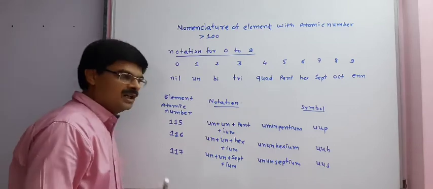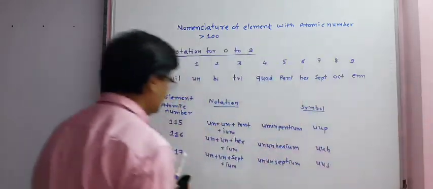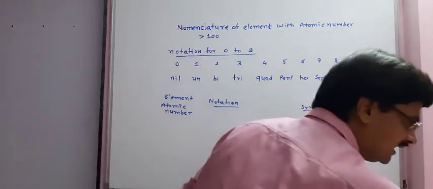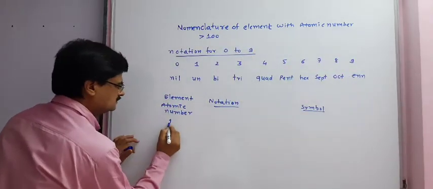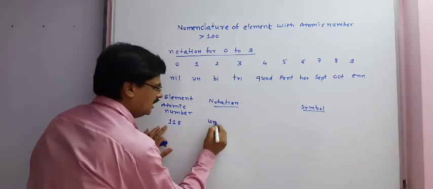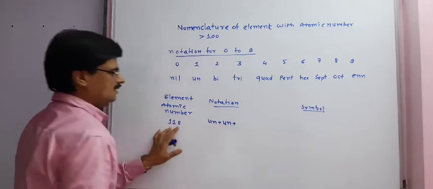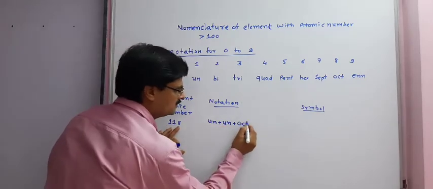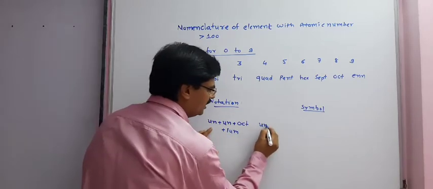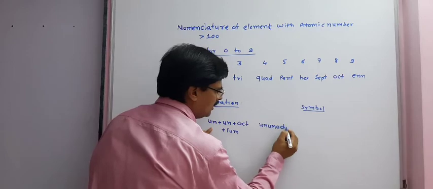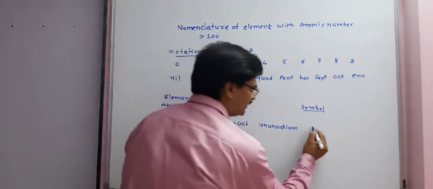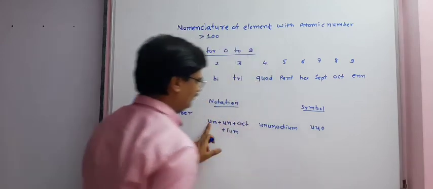Now for element 118, 119 and 120, the symbols and names will be as follows. 118: un plus un. Plus for 8 we have oct plus ium. So the name will be ununoctium. So the symbol is UUO.